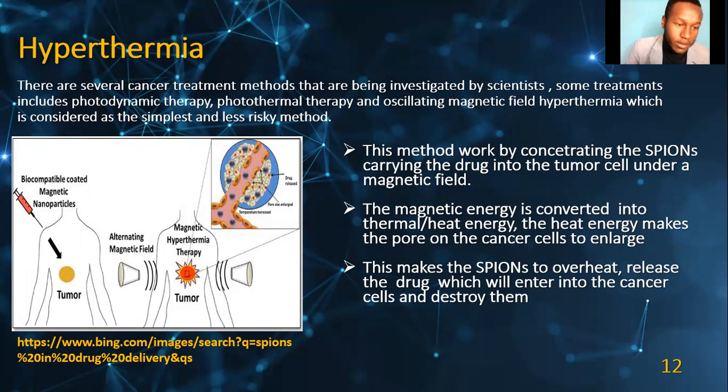If you look carefully again at this picture, we can see that the nanoparticles are being introduced into the body using an injection. And under a magnetic field, the particles are directed to the tumor cells. As soon as they reach the tumor cell, the temperature is increased. As soon as the temperature is increased, the pores found on the cancer cell enlarge. These allow the drug released by the nanoparticles to enter into the cancer cell easily. Therefore, the cancer cell will eventually be destroyed.